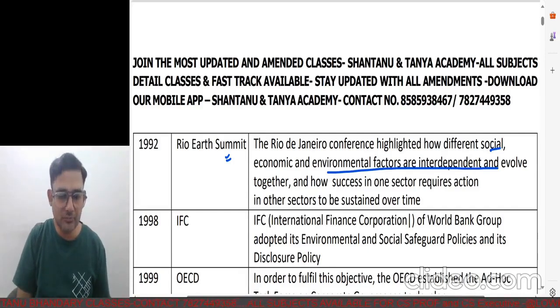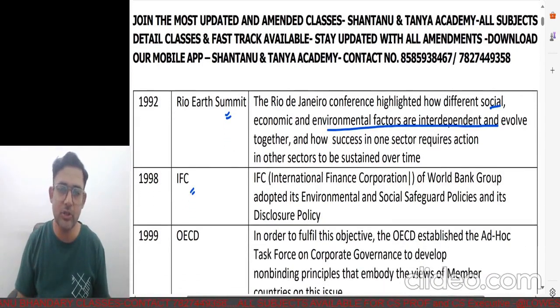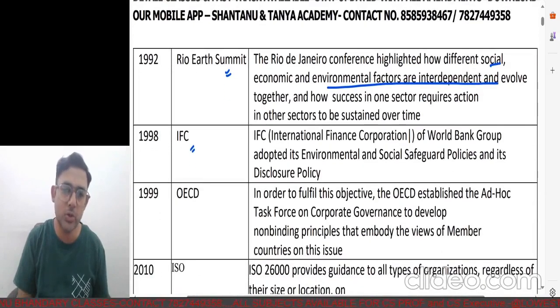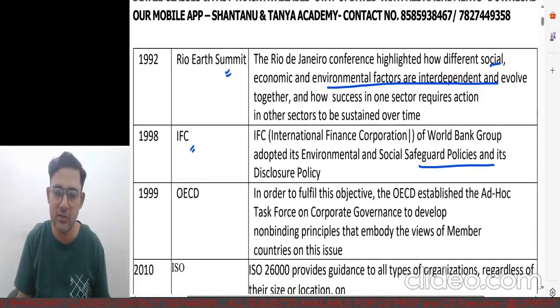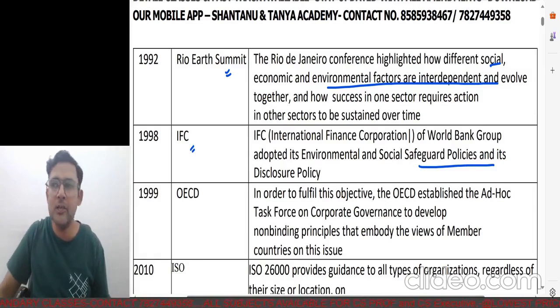Then we have the IFC, which is the International Finance Corporation. It says that we need to make sure that we adopt an environmental and social safeguard policy and its disclosure statement. So you see, slowly and gradually, people are getting educated, people are getting united. Countries are getting united on the environmental side of things, and they have also started to talk more about the environment. They actually wanted to make sure that they protect the environment in the best possible manner.